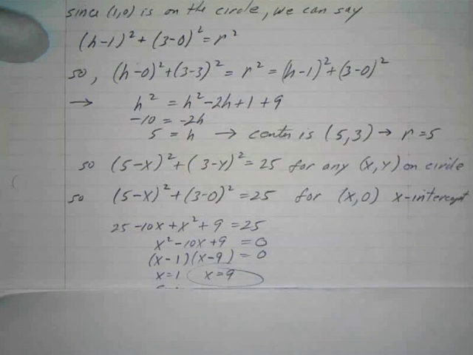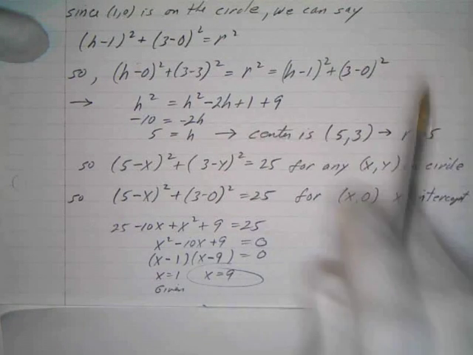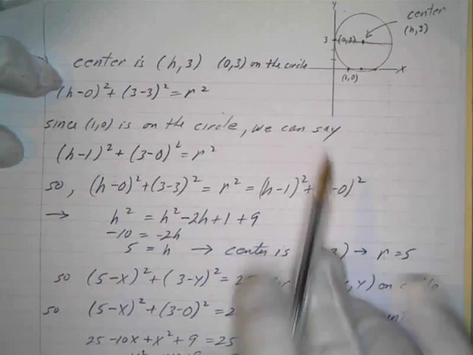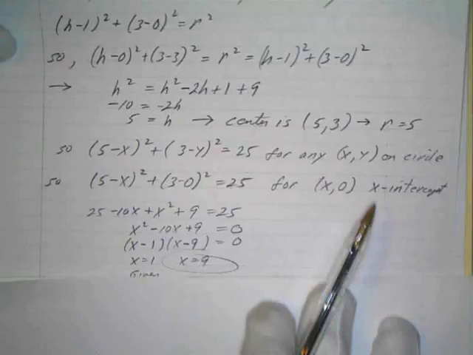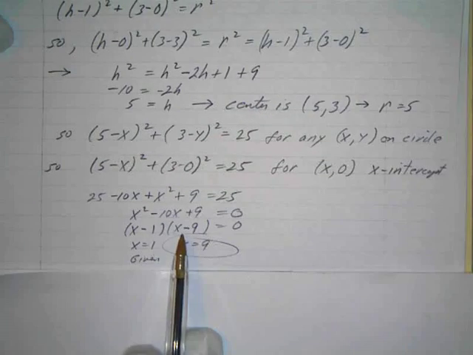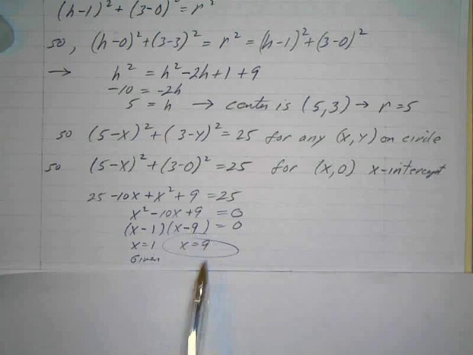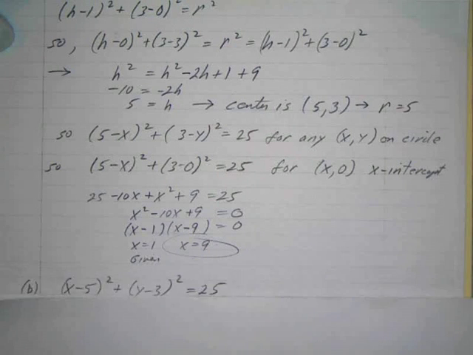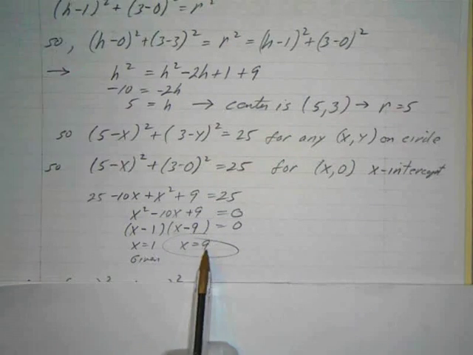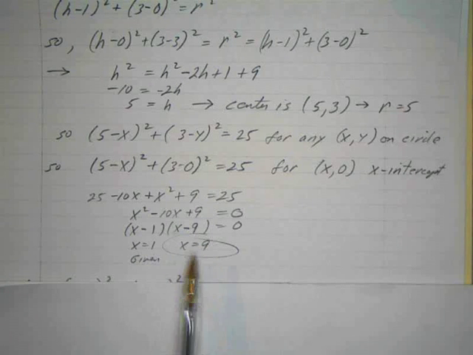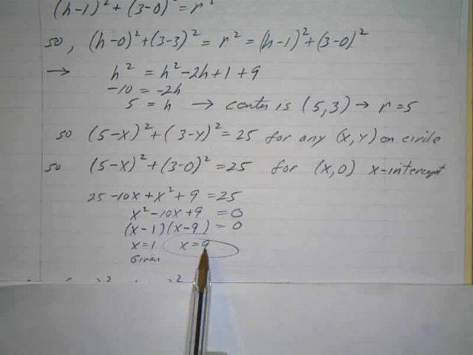So after I factor it, I've got two possible solutions. x equals 1. Well, that's the one I had. That was given. Or my point 1, 0. And then for this x minus 9, x equals 9, that's the other x-coordinate. So the circle touches at x equals 1, and it touches at x equals 9.